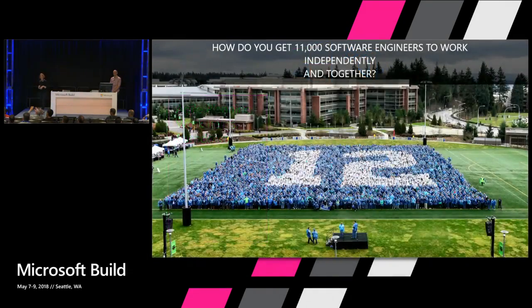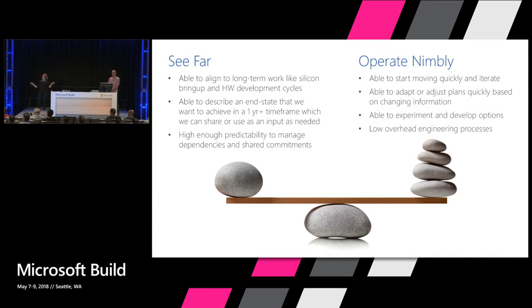How do you get 11,000 software engineers to work independently and also work together? Actual picture of actual WDG engineers doing an actual 12th-man flag. So how do you get them to work together? So we have sort of two things we try to keep in balance across those 11,000 folks.